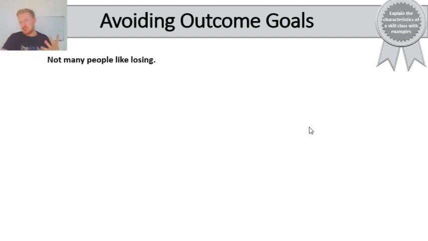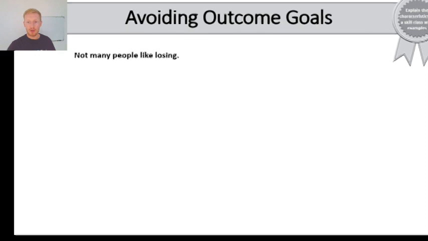So generally speaking, outcome goals should be avoided. Why? Well, people don't like losing.